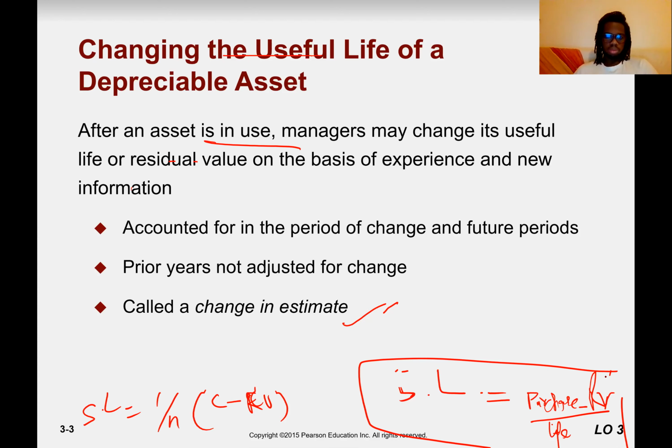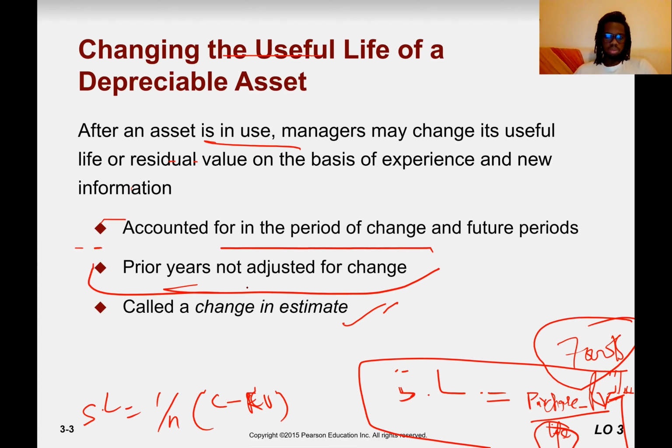What if the residual value is going to change? We thought that our car is going to be sold at $1,000 after 5 years. But due to inflation and all this, we sold the car not for $1,000 but for $7,000, because the car was in very good condition and we have a policy to replace it. But we booked $1,000 as the expected sale price. It means there's a change in estimate. What if the life is increased? That is also a change in estimate. So how are we going to treat this? It is accounted for in the period of the change and in future periods; prior years are not adjusted for the change.